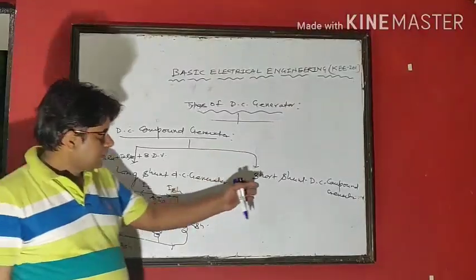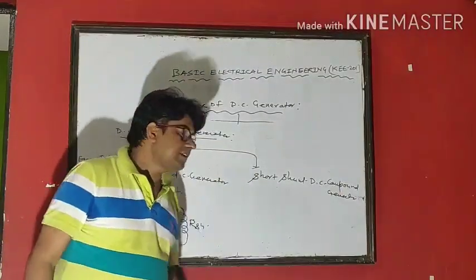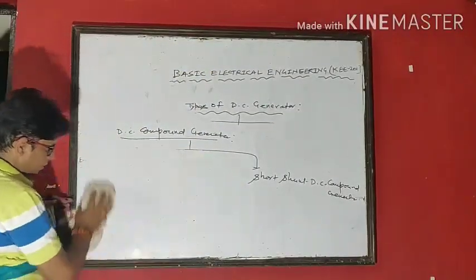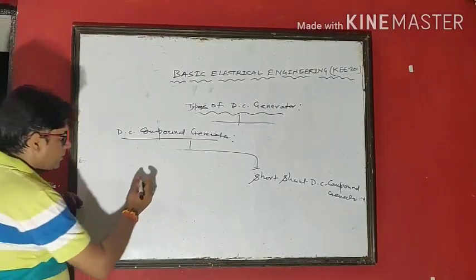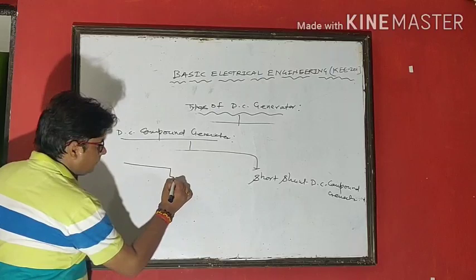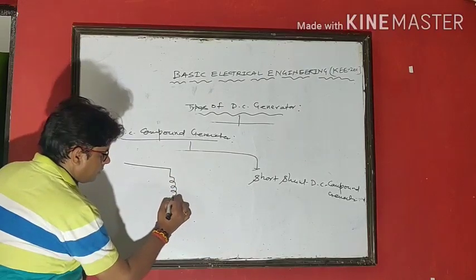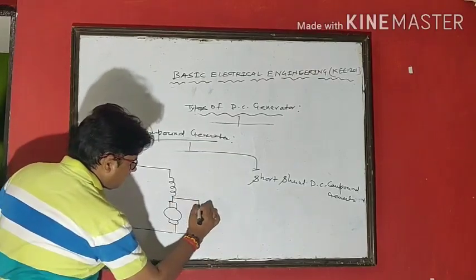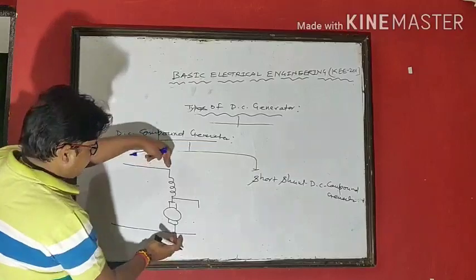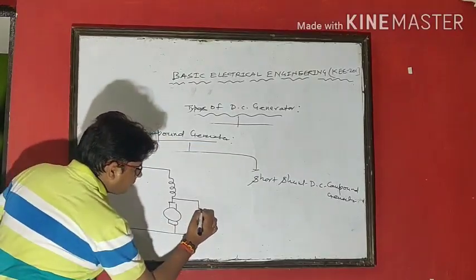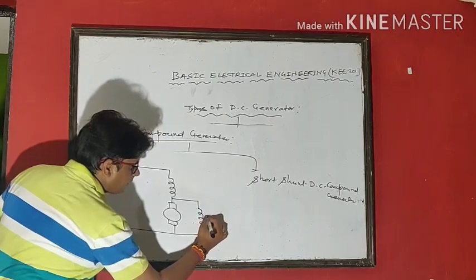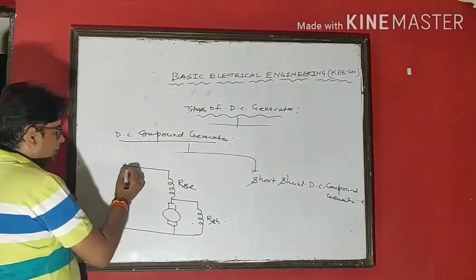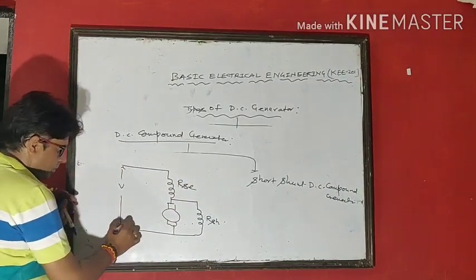Now we start the next one, that is short shunt DC generator. In short shunt DC generator, the field is shorted, that means the shunt field. Here it is shorted, that means this is shorted. In long shunt we did it long. Okay, so this is the short shunt DC generator. This is RSH, the shunt field resistance, this is RSE, and this is your terminal voltage.